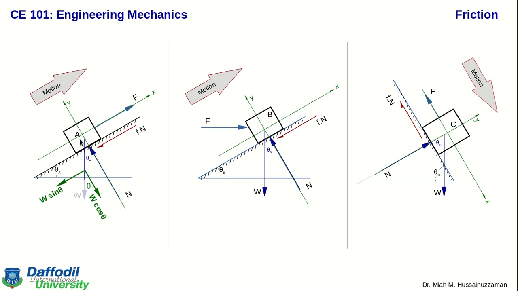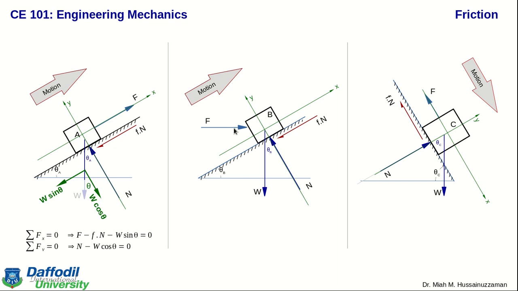So summation of forces along x should be F minus μN and minus W sin theta, and summation of forces along y should be N minus W cos theta. So these are the equations. Pretty simple. For this figure, now we come to the next figure.